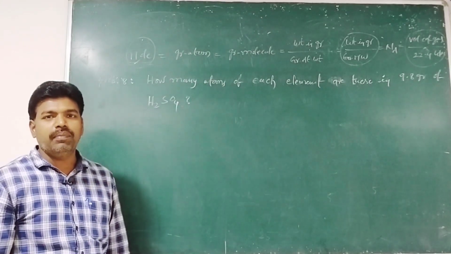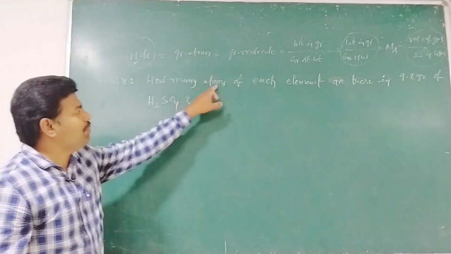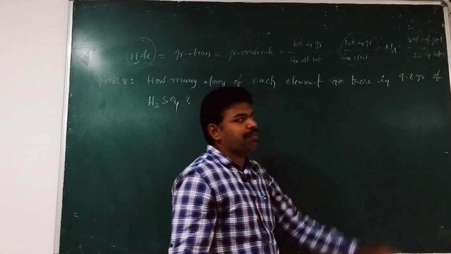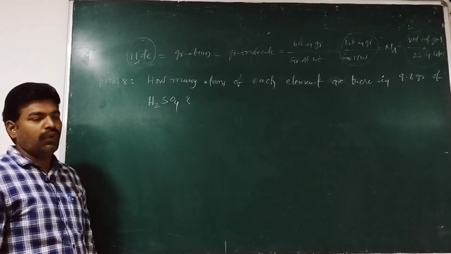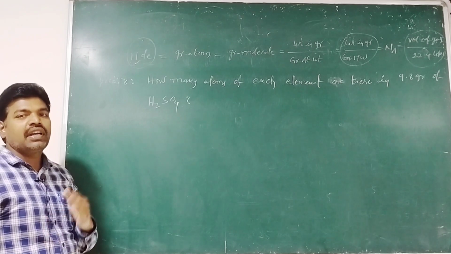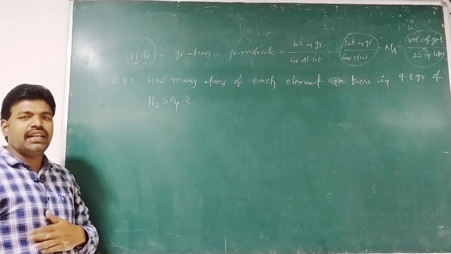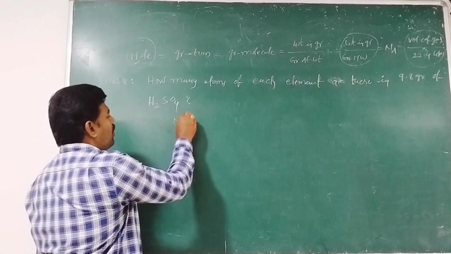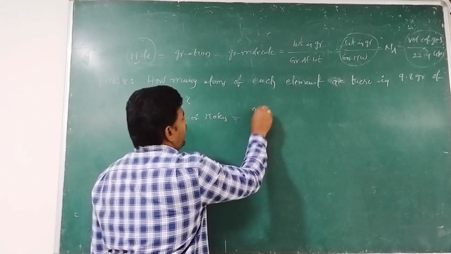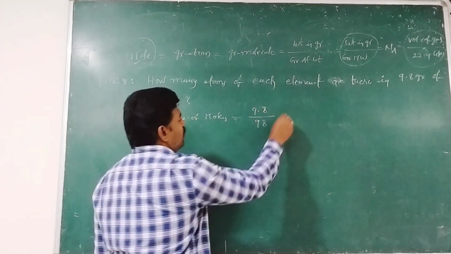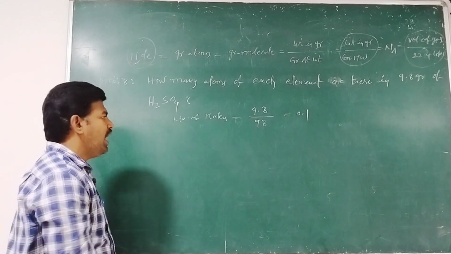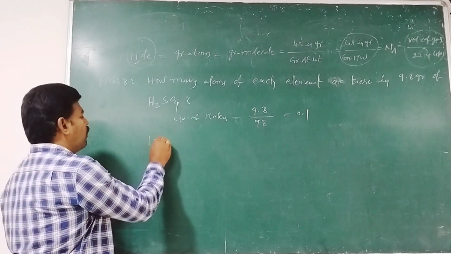Okay. Problem 8. How many atoms of each element are there in 9.8 grams of H2SO4? What they give is 9.8 grams. We know the molecular weight of H2SO4, so we can calculate the number of moles. Number of moles is equal to 9.8 by 98, which is equal to 0.1 mole.